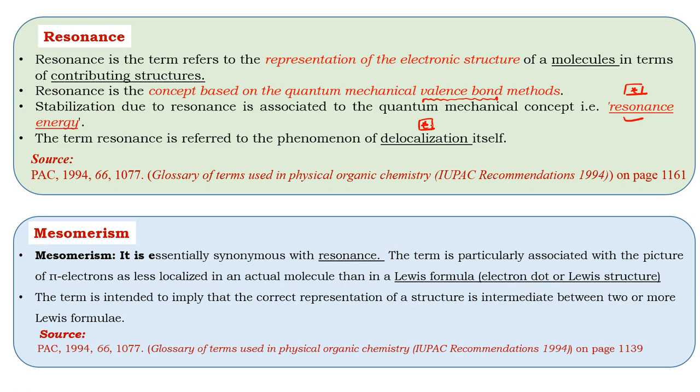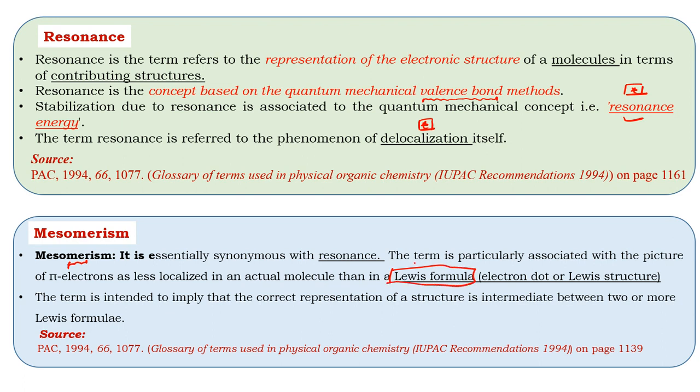Many of the times, resonance is also accompanied by the synonym mesomerism. It is also a similar concept. It has a different significance and place in the dictionary of IUPAC, so that's the reason why I put it on another platform. Here you can see resonance has the synonym mesomerism. It is particularly associated with the Lewis formula.